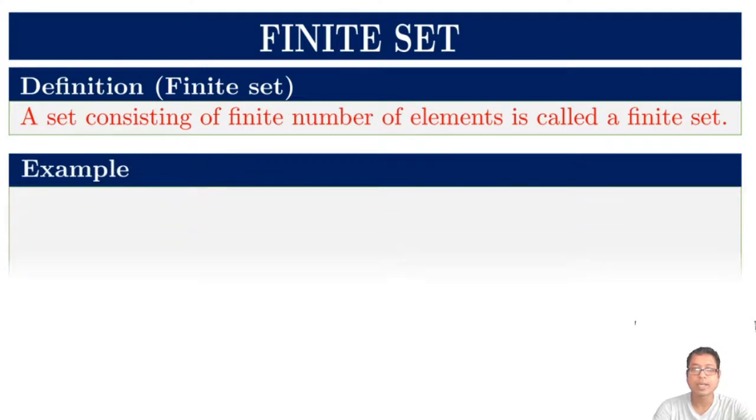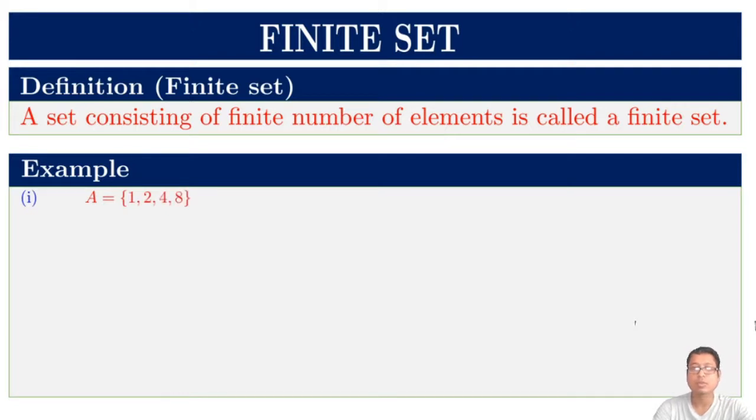As an example, we can take set A, which suppose consists of the elements 1 to 4, 8. Then these are finite because we can count all the elements present in the set. Let me consider another example, the set of vowels: A, E, I, O, U. Again, we can count the total number of vowels present in the set, and those are 1, 2, 3, 4, and 5. So that is a finite set.